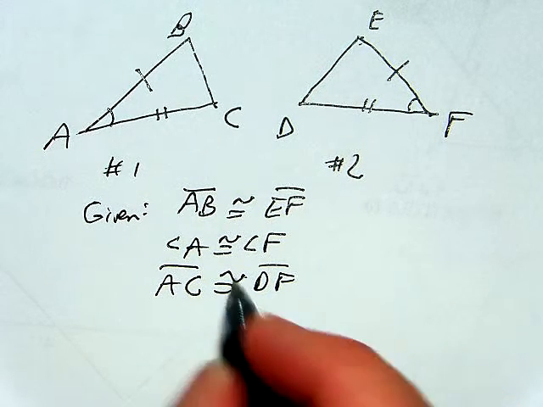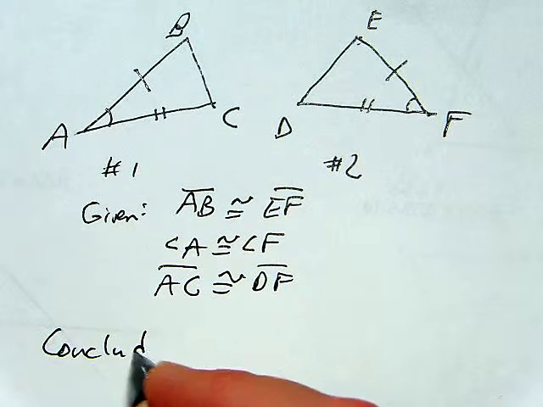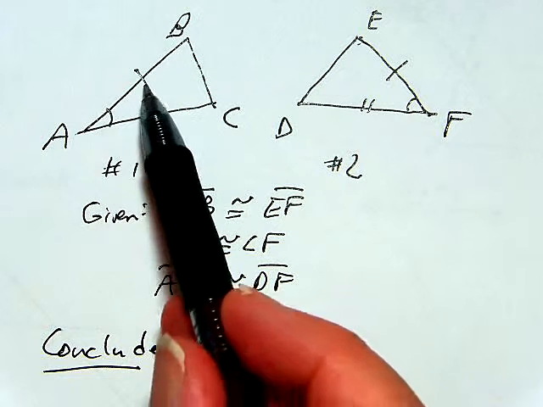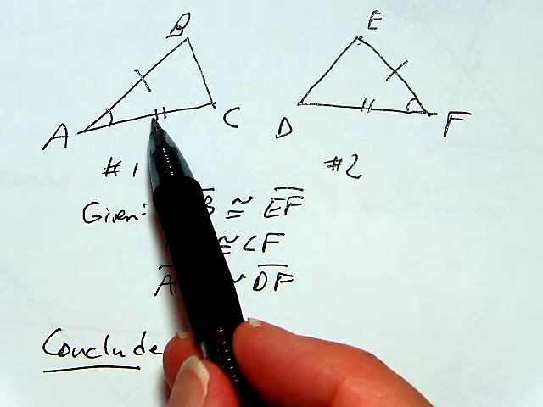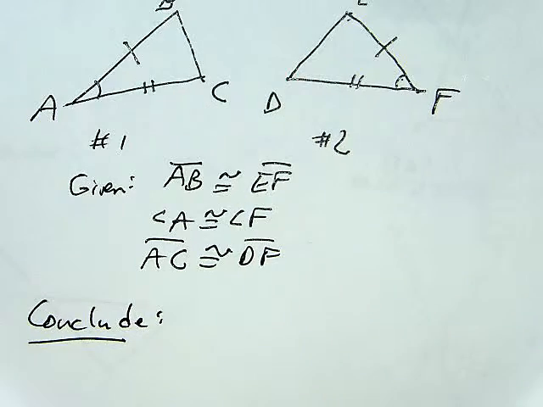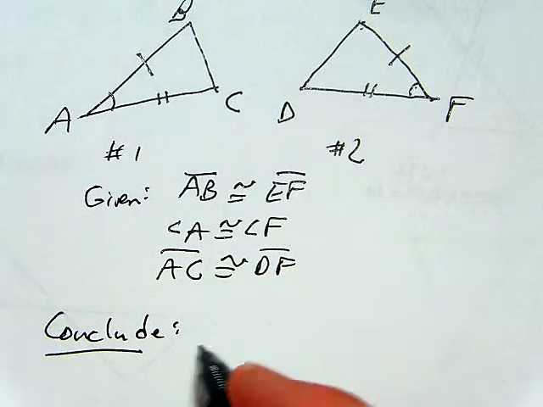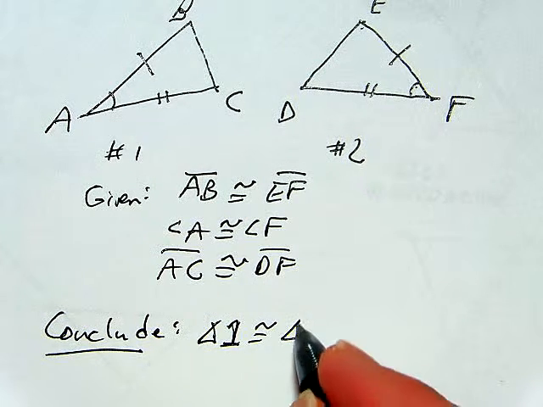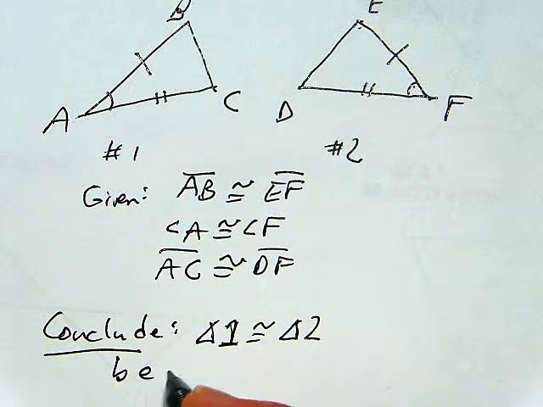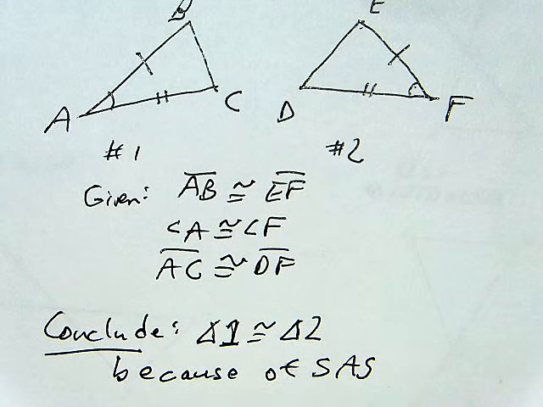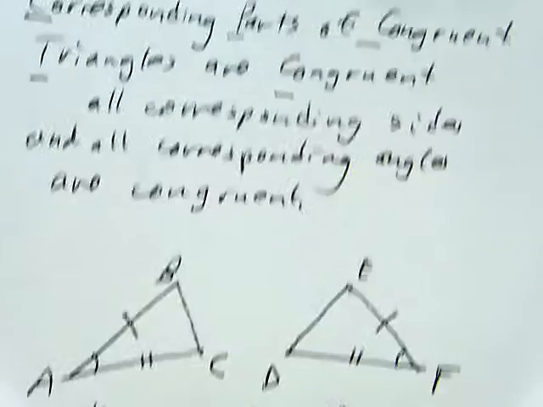And what we can conclude from this is that we have side, angle, side in triangle number 1, and we have side, angle, side in triangle number 2, which is telling us that we can conclude now that triangle number 1 is congruent to triangle number 2 because of side, angle, side.